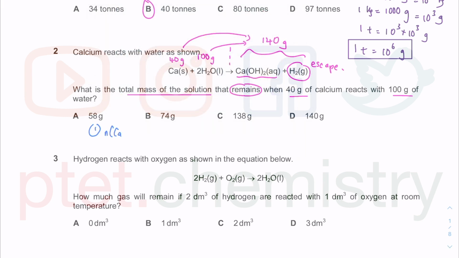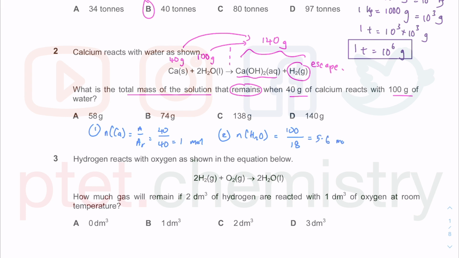So the mole of calcium, mass over Mr, or in this case mass over Ar, because it's an element. So I've got to use the relative atomic mass of 40 over 40, that is 1 mole. And then my second step, the mole of the water. So I hope you know the relative molecular mass of water, 2 times 1 plus 16, that gives you 18. And you started with 100 grams, so 100 divided by 18, that gives you 5.6 mole.